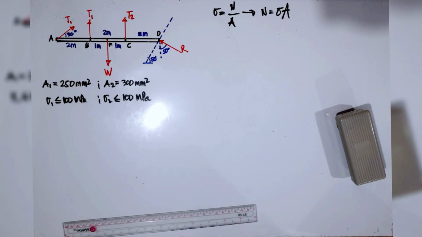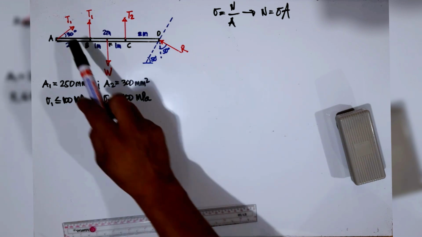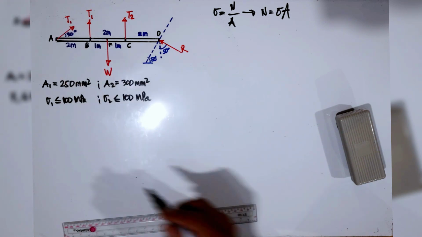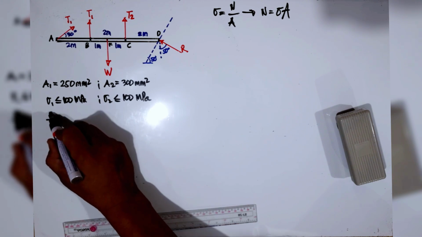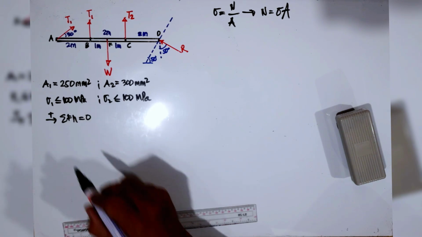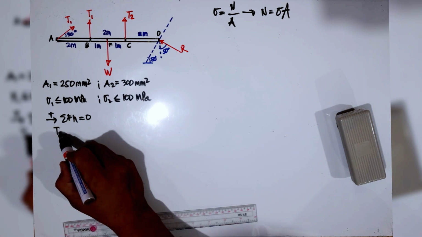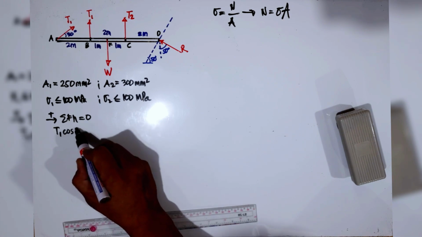So first we will solve for the reaction R. We can solve reaction R in terms of T sub 1. If we sum up forces horizontal, equate that to 0 for equilibrium, that will be T sub 1 cosine of 30.